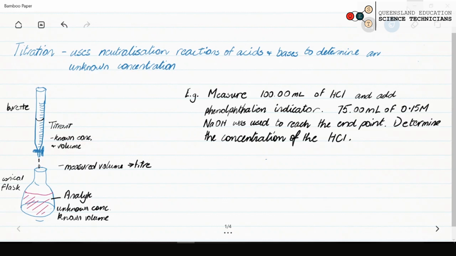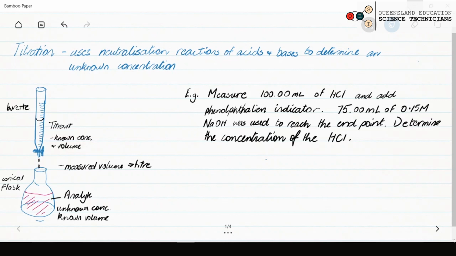Notice here I've said the question says endpoint. The endpoint is a little bit different from the equivalence point in that it's when you stop the titration. So that's when you have a color change, whereas the equivalence point is that exact point. The endpoint and the equivalence point need to be really close together in terms of volume. Normally we'll try to get it within half a drop, and that's why we can use either measurement.